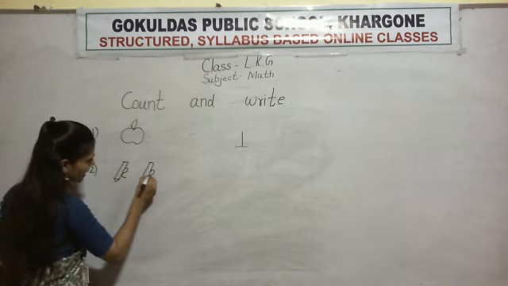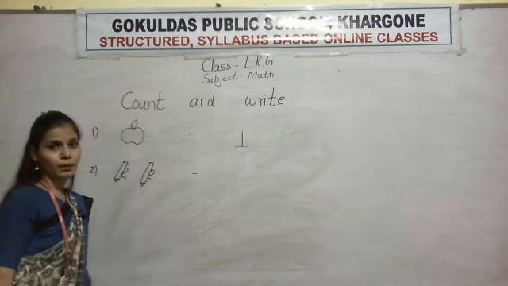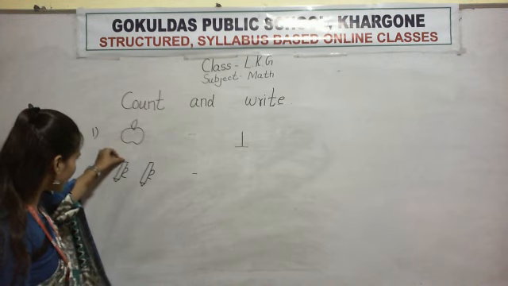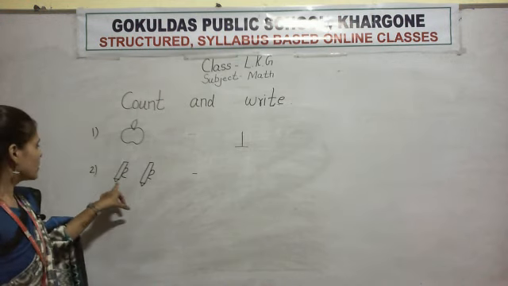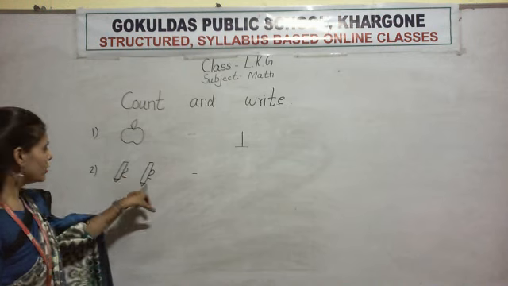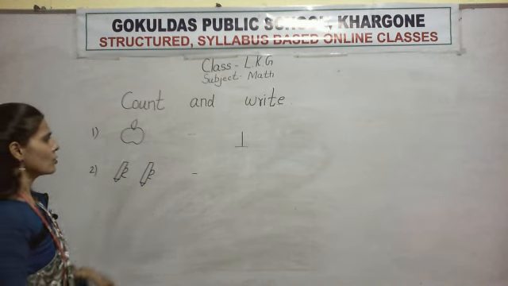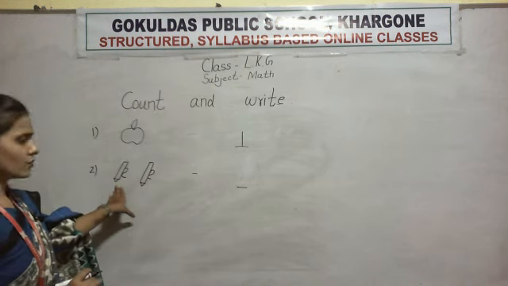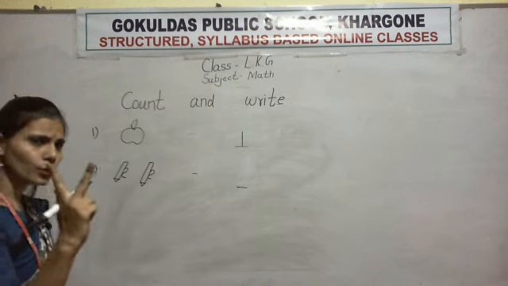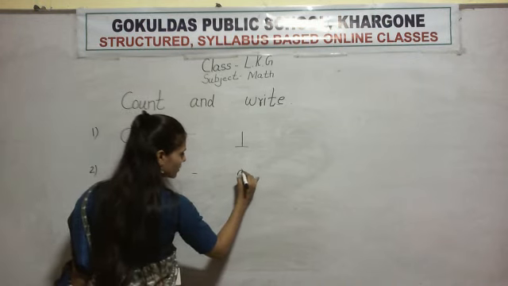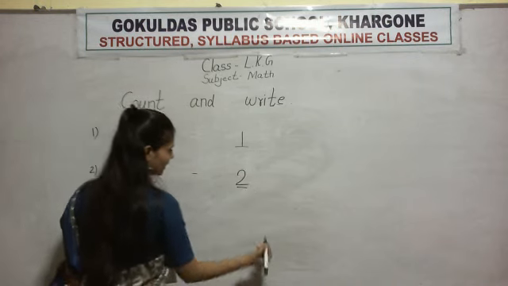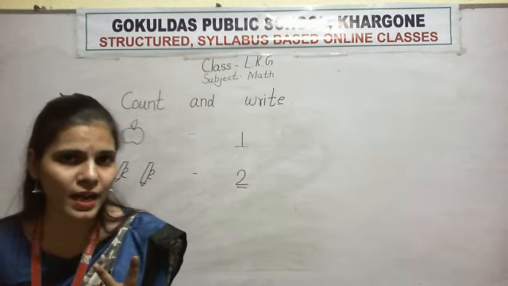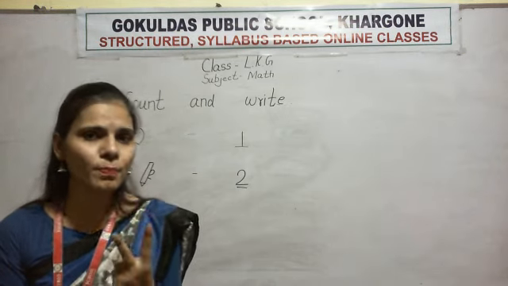Okay, now tell me, how many pens are there? How many pens? Count fast. Look at the board. Count it. 1, 2. So which number will come here? 1, 2. Number 2. How to write number 2? Half curve and slipping line. Okay. So how many pens are there? There are 2 pens. You tell there are 2 pens.